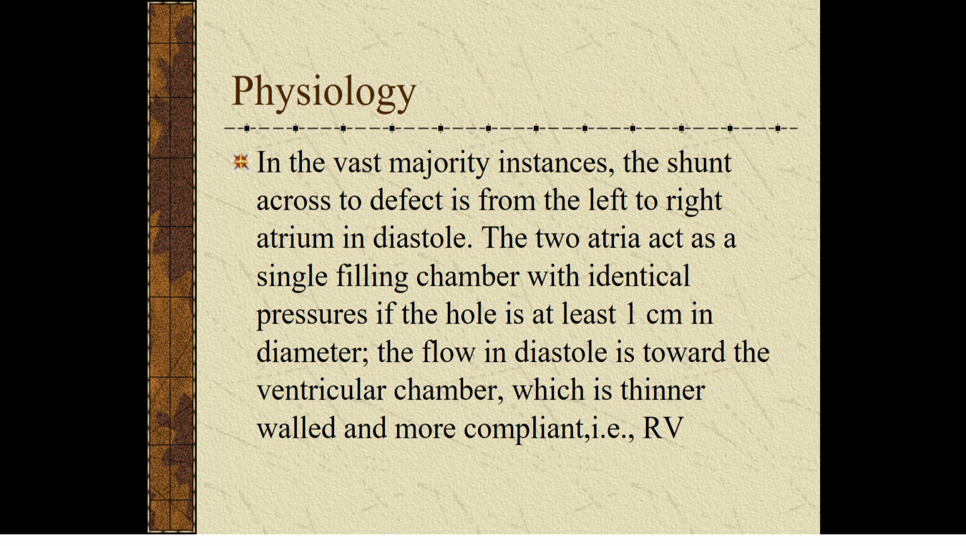Physiology. In the vast majority of instances, the shunt across the defect is from the left to right atrium in diastole. The two atria act as a single filling chamber with identical pressure if the hole is at least 1 cm in diameter. The flow in diastole is towards the right ventricle, which is thinner walled and more compliant.